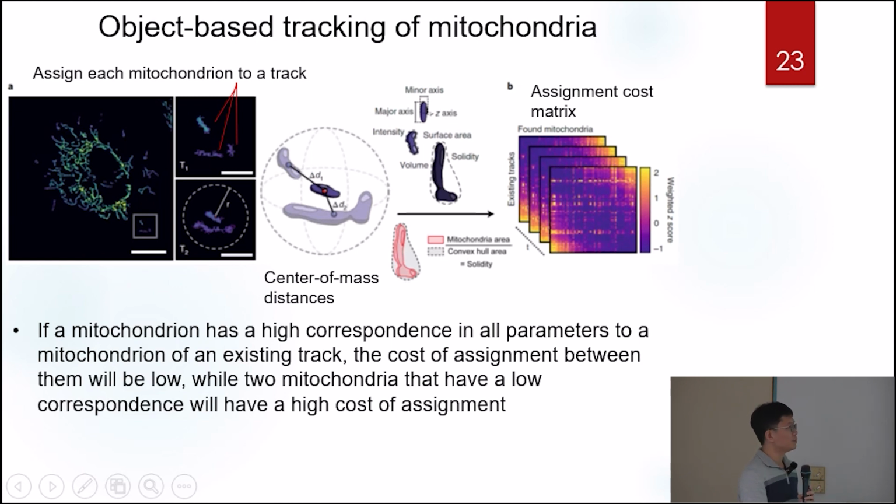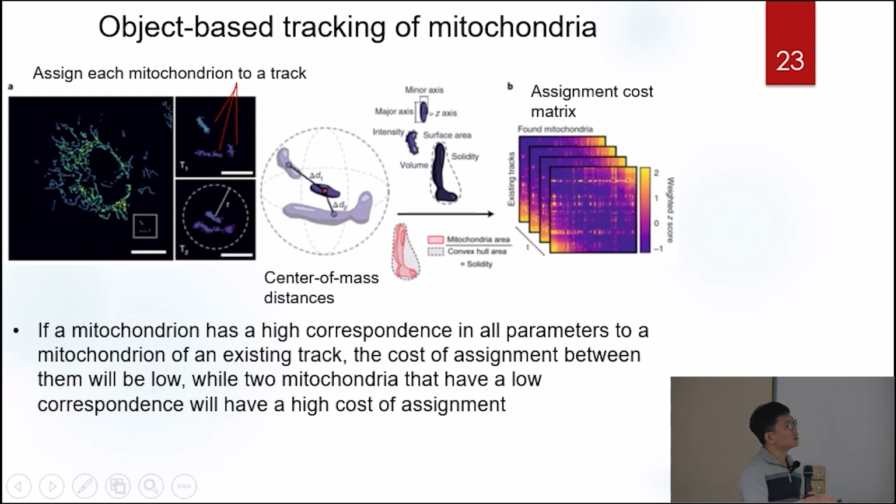then they compare each frame. If you compare the second frame to the first frame and you get a high correspondence in these parameters, all the parameters are pretty similar, which means that they are the same mitochondria. So the cost of assignment is lower. The cost of assignment tells them whether these are the same mitochondria. And if these two mitochondria have low correspondence or high variance in these parameters, they're probably not the same mitochondria, and so they will give you a high cost of assignment.